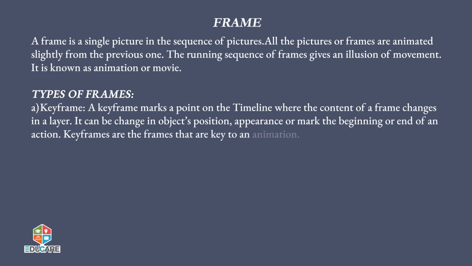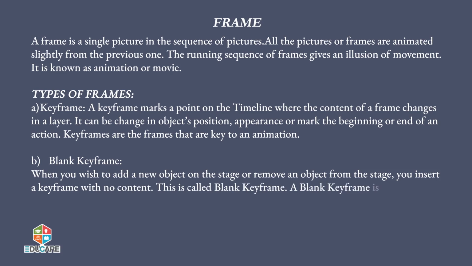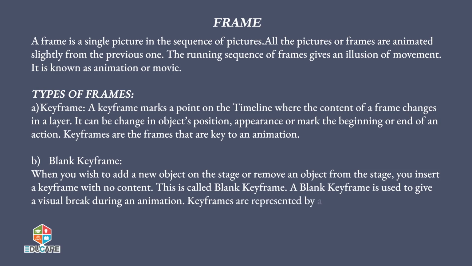Blank keyframe. When you wish to add a new object on the stage or remove an object from the stage, you insert a keyframe with no content. This is called a blank keyframe. A blank keyframe is used to give a visual break during an animation. Keyframes are represented by a solid black dot on the timeline. If the dot is hollow, it indicates a blank keyframe.